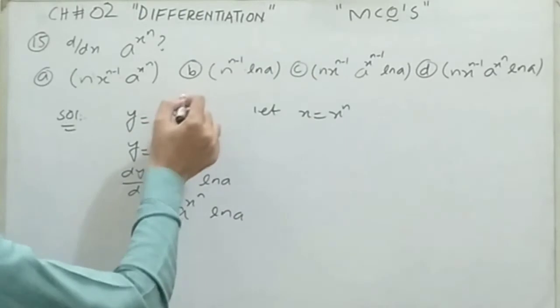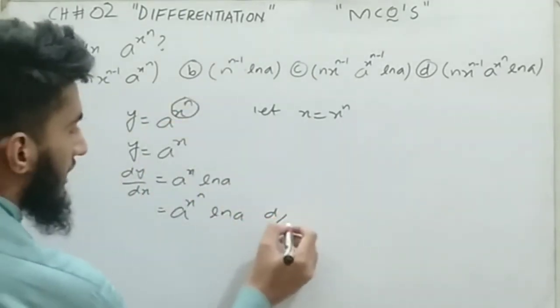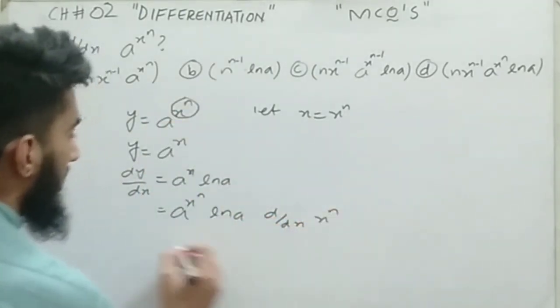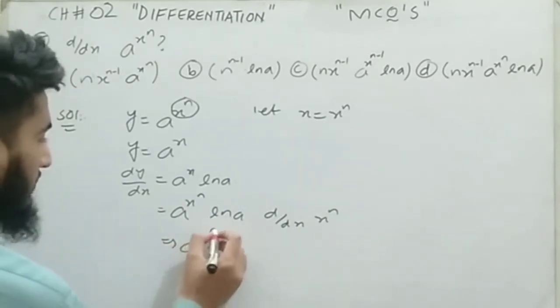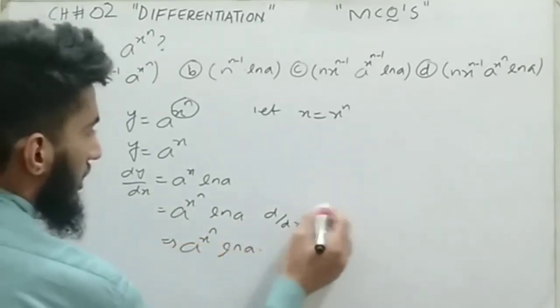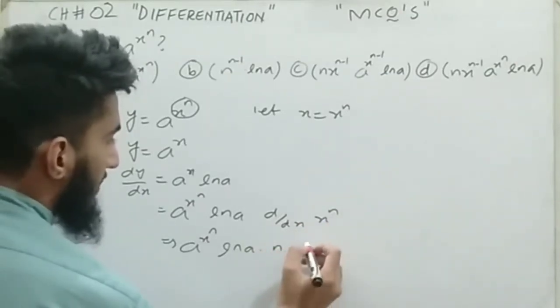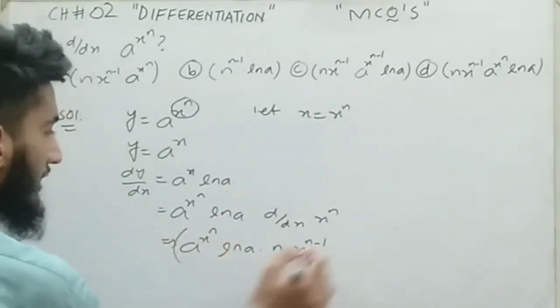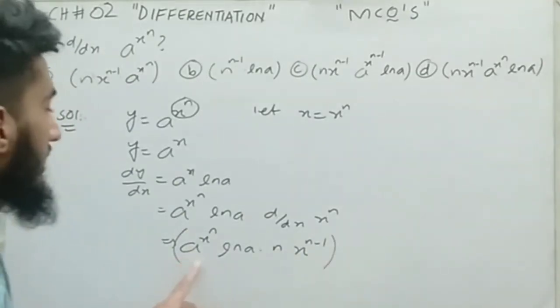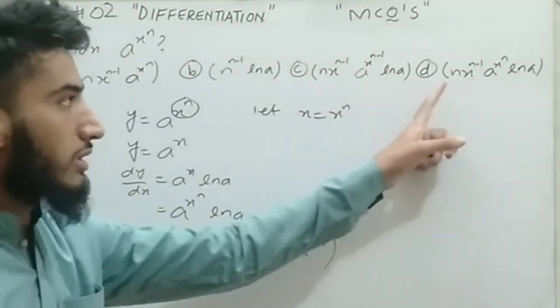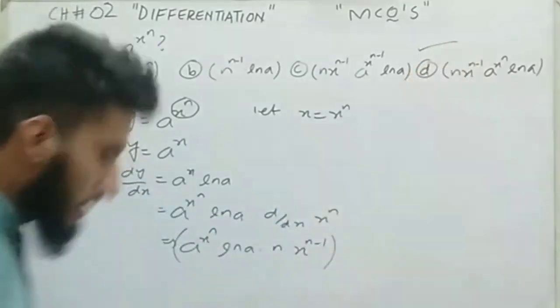Also take the derivative of this inner function x power n, d by dx of x power n. So it becomes a power x power n ln of a. Using the generalized power rule, the power will come to the front, n, and subtract 1 in the power, it becomes n minus 1. So the whole derivative is a power x power n ln of a n x power n minus 1. So the correct option is option number D.